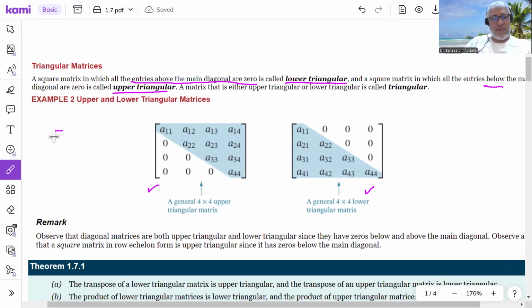So for example, this matrix: if you look above the main diagonal, it is 0. If you look below the main diagonal, 0. If you look off the main diagonal, you have zeros. So in fact, this matrix is diagonal, and it is upper triangular, and it's also lower triangular. It satisfies all three conditions. So you need to understand the definition very well.